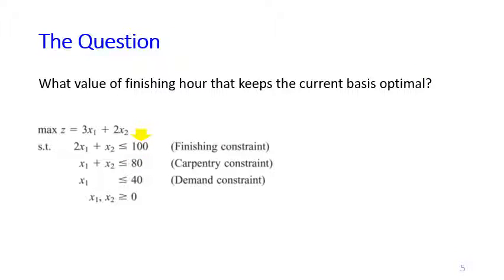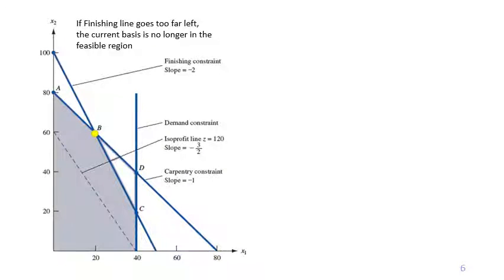Similar to before, this is the question that we'd like to answer. What value of finishing hour keeps the current basis optimal? The basis is a set of basic variables. So we'd like to see how much the finishing hour may change such that the current basis remains optimal. Recall our observation before that the current basis, or the point B, is the intersection of the finishing and carpentry constraint.